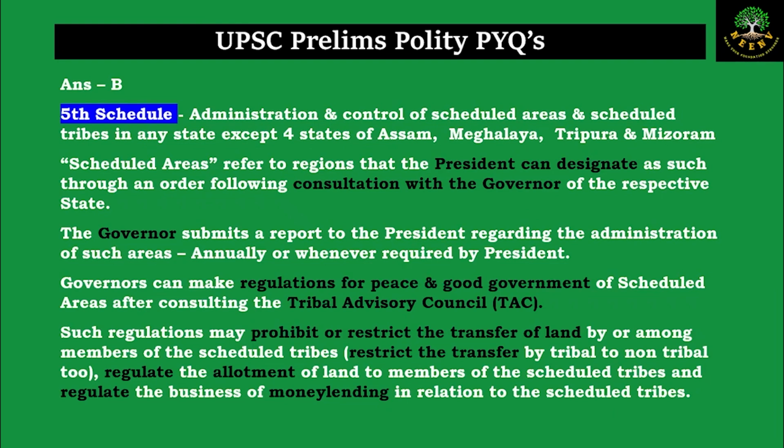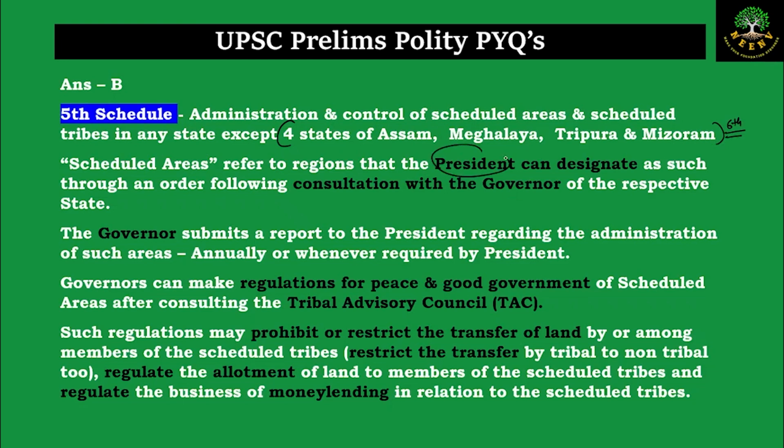The 5th schedule in the Constitution has provisions related to the administration and the control of scheduled areas and scheduled tribes, the exception being the states of AMTM, that is Assam, Meghalaya, Tripura and Mizoram. The provisions with respect to these states are mentioned in the 6th schedule. Who designates some area as a scheduled area?